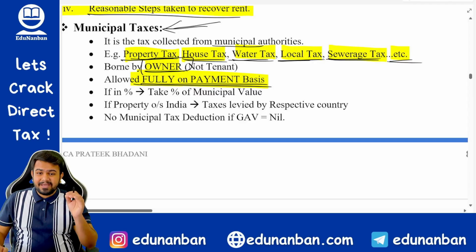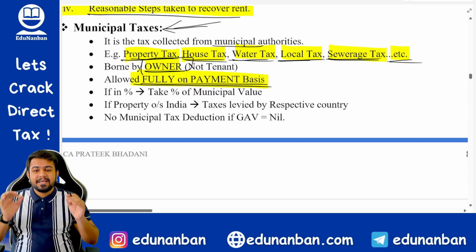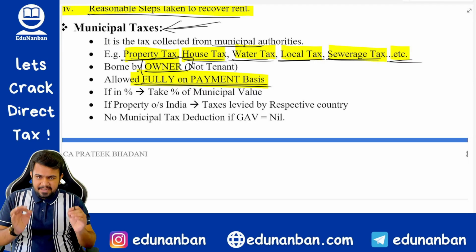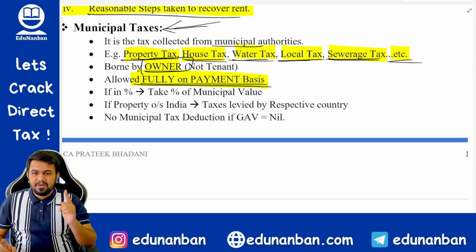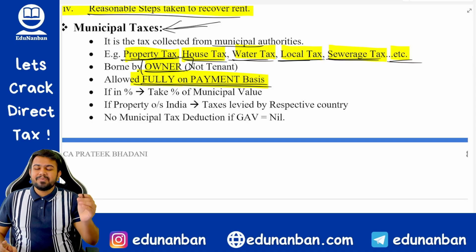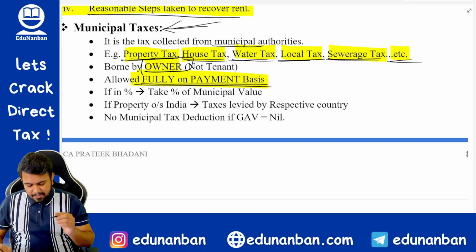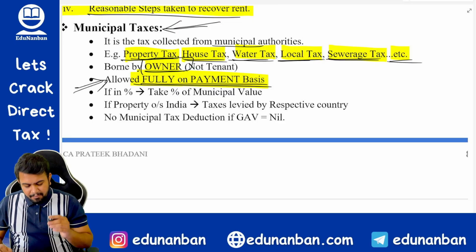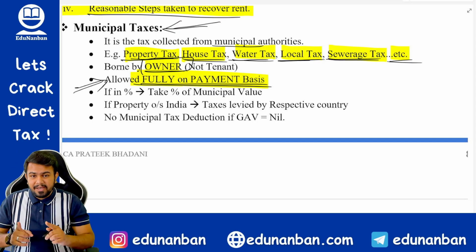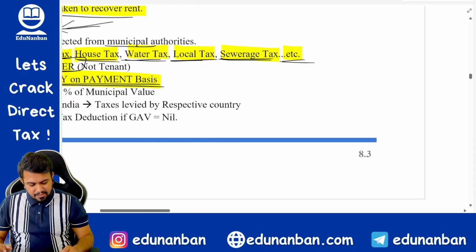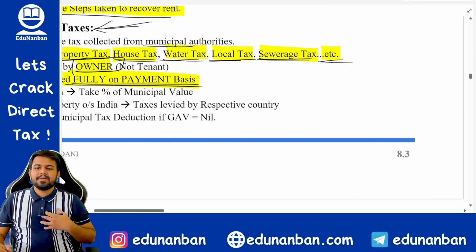Now be very careful. Municipal taxes can only be taken as deduction if they are paid by the owner. If the tenant is paying municipal tax, you cannot take the deduction. Moreover, municipal tax is fully allowed on payment basis. It means what? If I am not paying the municipal tax, I will not get the deduction.